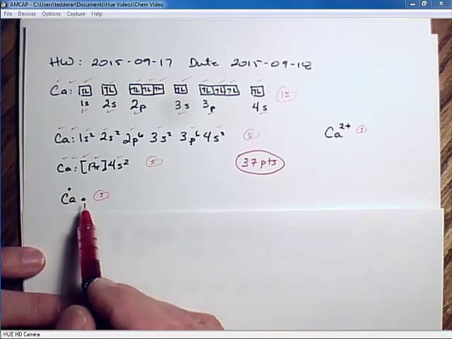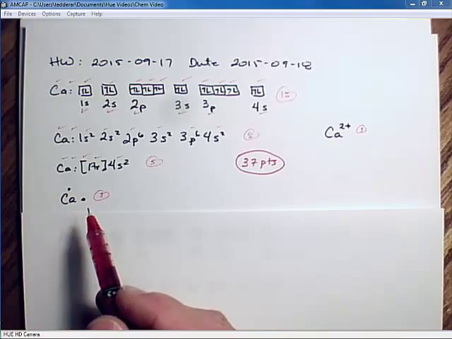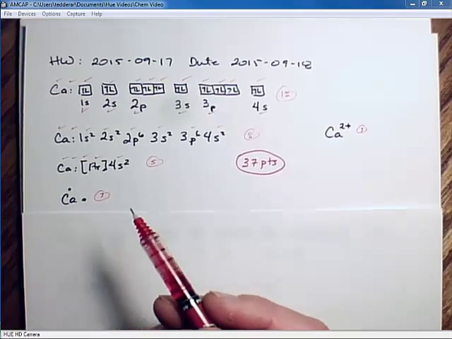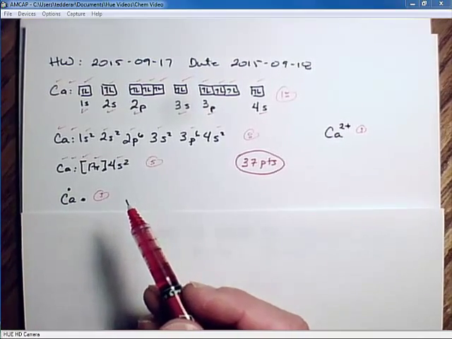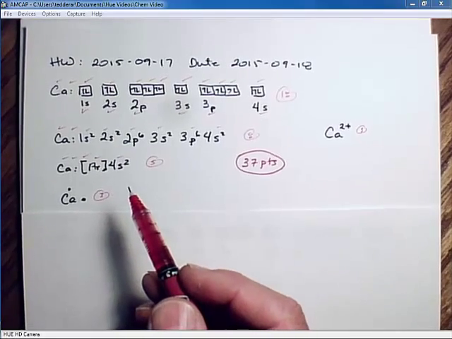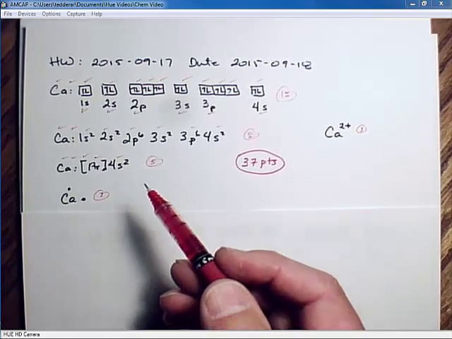And then once you remove the dots, you're going to have a 2 plus charge. Electrons have a negative charge. Calcium has a total of 20 protons?